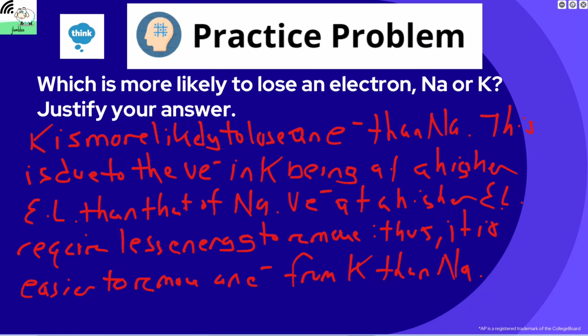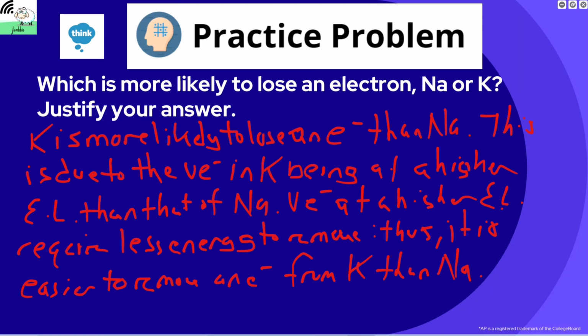Okay, so I know that there's a lot that's written there, and in all honesty, it's probably kind of hard to read, but I think you get the idea of what we're looking at here. Make your claim, K is more likely to lose an electron than Na. Provide your evidence. Your evidence is rooted into Coulomb's law. An electron that's further away from the nucleus is going to be easier to remove. You can even reference Coulomb's law in this.